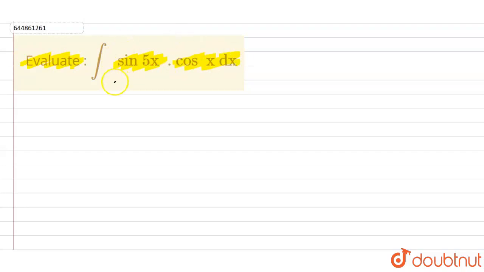Our question is: evaluate the integration of sine 5x into cos x into dx. Okay, so I have to integrate it. We don't know any direct formula for integrating this function.